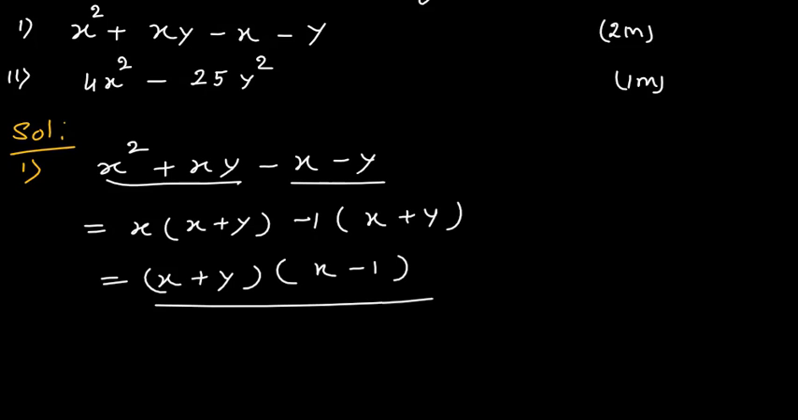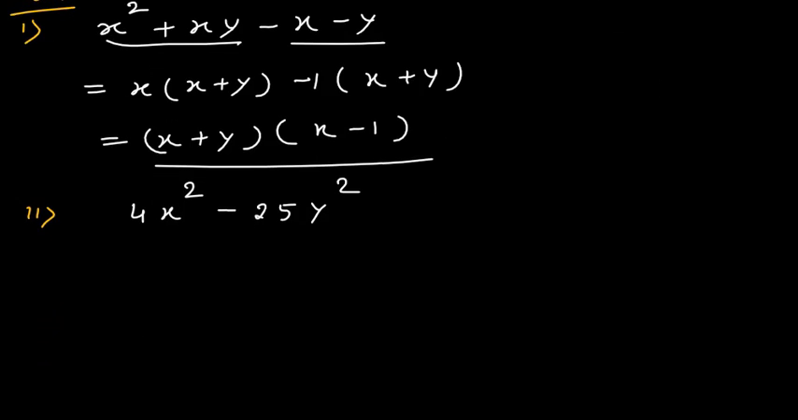Let us see the solution for the second factorization. Okay, second is for 1 mark, so it will be easier. This is 4x square minus 25y square. So here this can be written as 2x the whole square minus 5y the whole square.